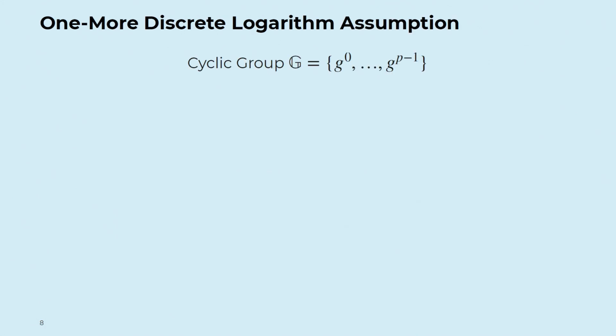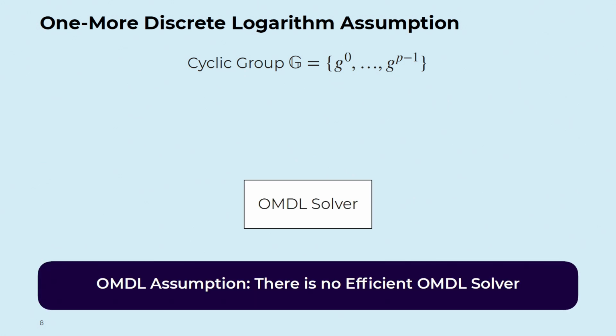Good. So if we want to achieve up to T corruptions, we first need to understand why Sparkle does not achieve up to T corruptions. And for that, we need to recall some parts of the security proof and of the structure of the scheme. So as I said before, Sparkle relies on this one more discrete logarithm assumption. Just to recall it, it states that there is no efficient algorithm solving the following problem.